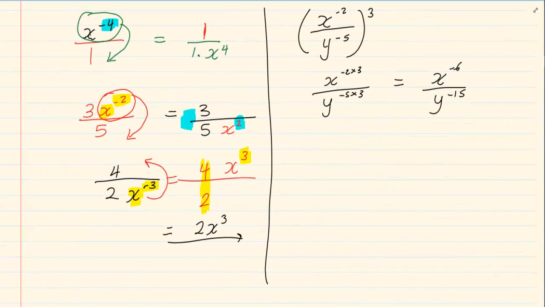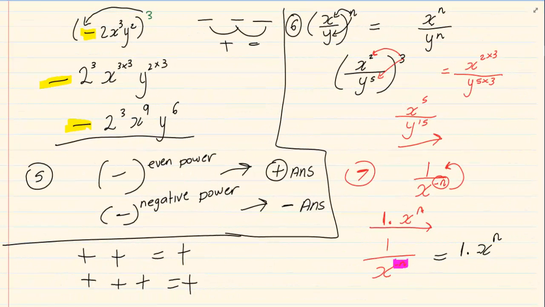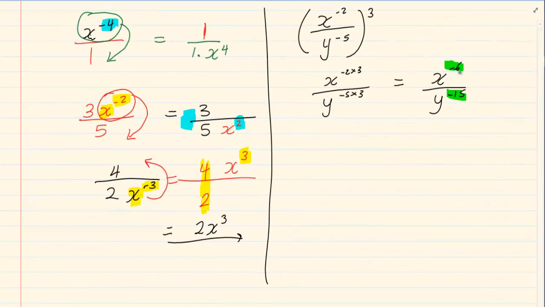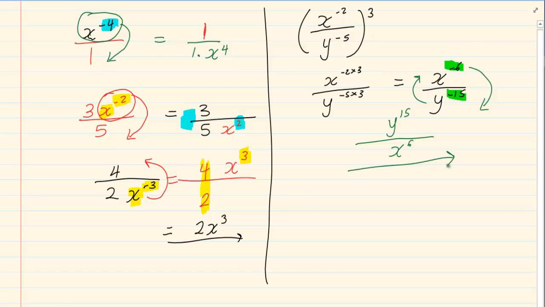Now I'm going to try and apply the negative rules. I don't want negative powers. So what does it say? It says that if it is a negative power, I move it from its current position. If we're going to move it, I'm going to move this one down and I'm going to move this one on top. So when I move the x down, it becomes x to the power 6. When I move the y on top, it becomes y to the power 15. So my final answer is y to the power 15 over x to the power 6.